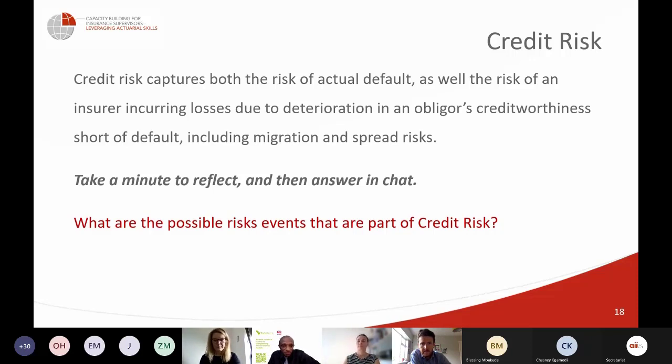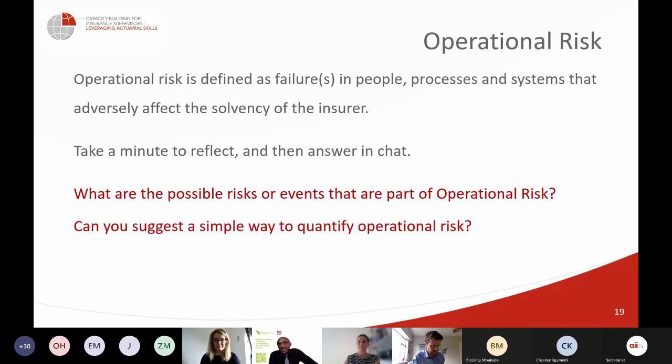Right. So let's get into the operational risk. When it comes to operational risk, what you need to think about are people, procedures, processes, and systems that might have an impact on the solvency. So maybe just think about what will be the possible events that might lead to operational risk.